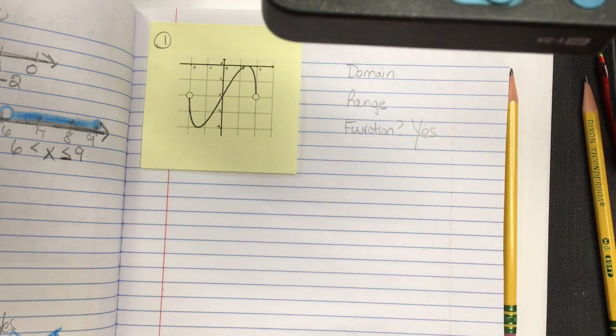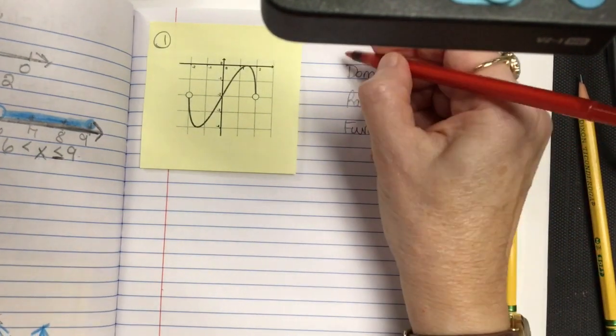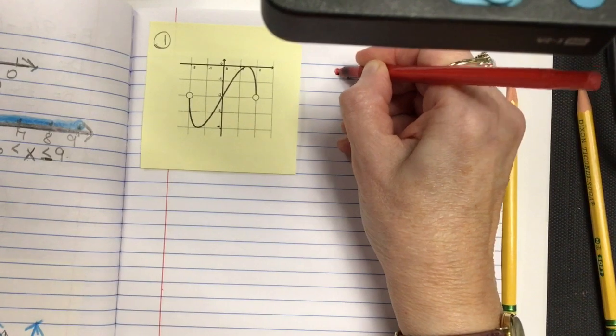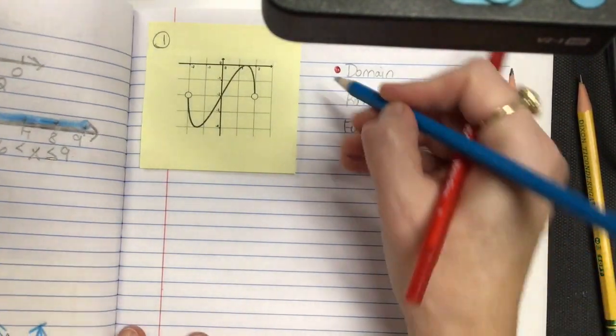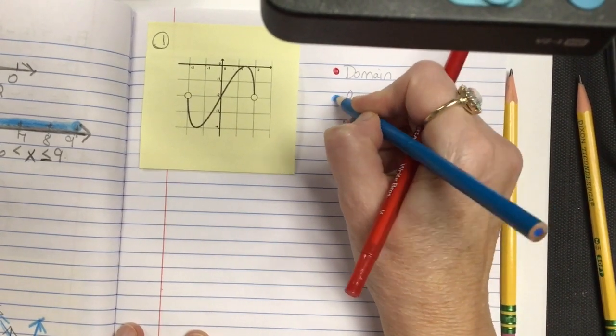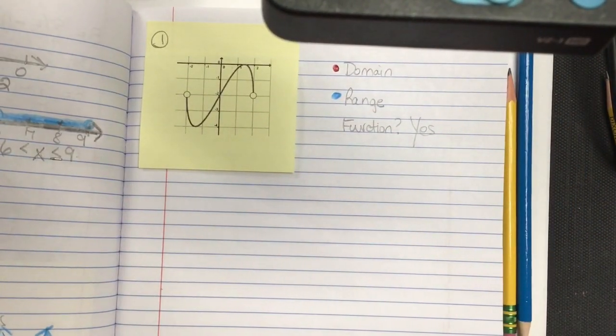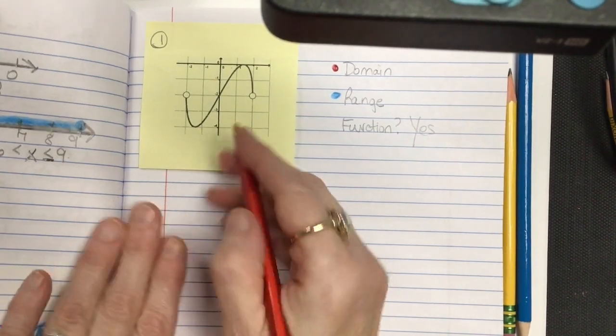I couldn't find a red colored pencil, so beside domain, I'm going to put a red dot. And beside my range, I'm going to put a blue dot. I don't care what colors you use. If you want yours to look like mine, it just makes it really nice. Okay, here's how it works. Okay, we're going to do domain down here.